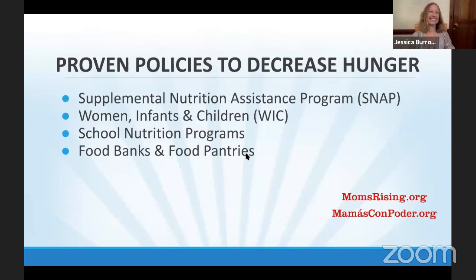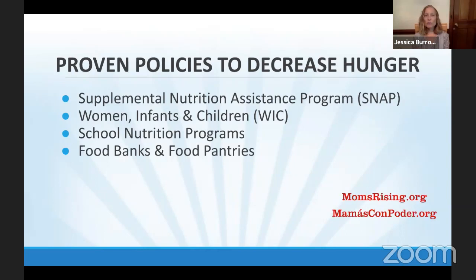Okay. So proven policies to decrease hunger. The Supplemental Nutrition Assistance Program, or SNAP, formerly called food stamps, is the main federal food assistance program in the US. For most recipients, SNAP supplements a family's food budget. However, for the nearly 4 in 10 households that receive food assistance, SNAP is the only way for families to buy the food they need.